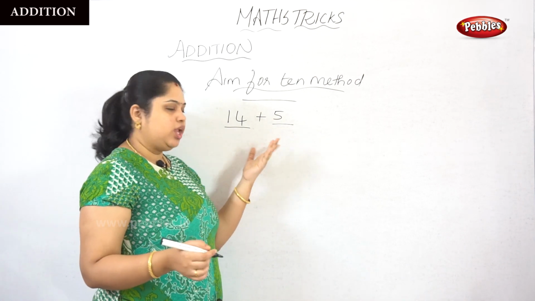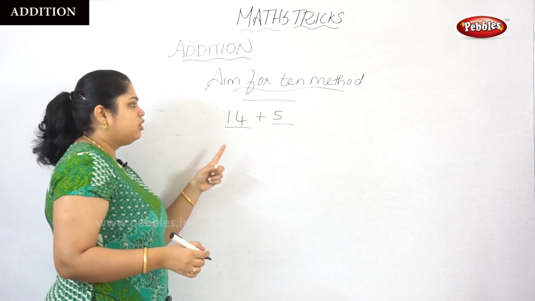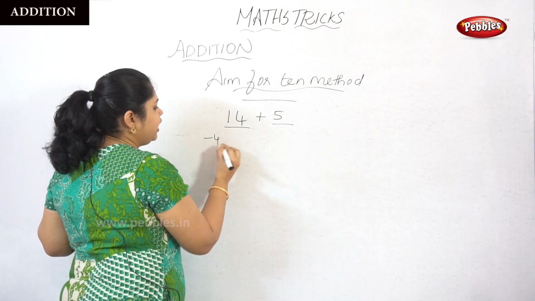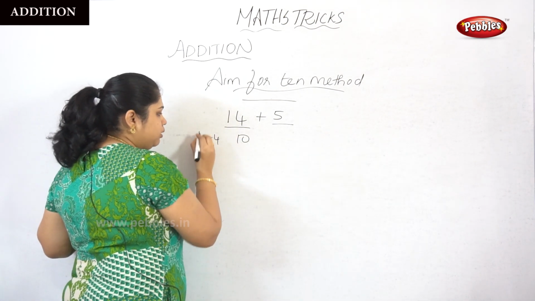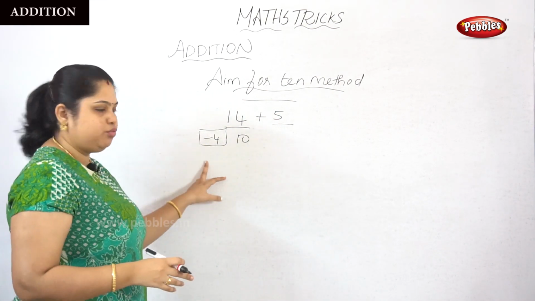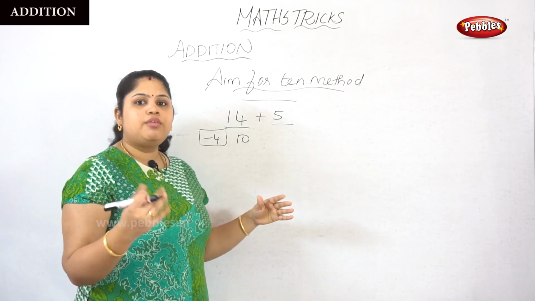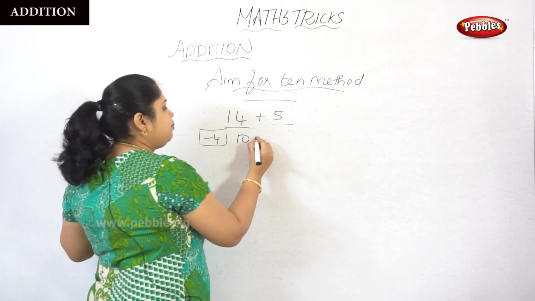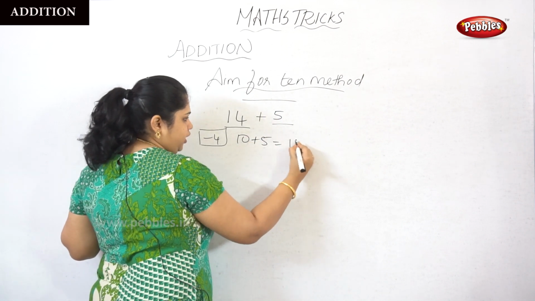Why? I will tell you later. But we can round this number up to 10, because subtracting the 4 we get 10. But don't forget to remember we have a 4. So any number we can add with the 10, it is very easy. So 10 plus 5 is equal to 15.